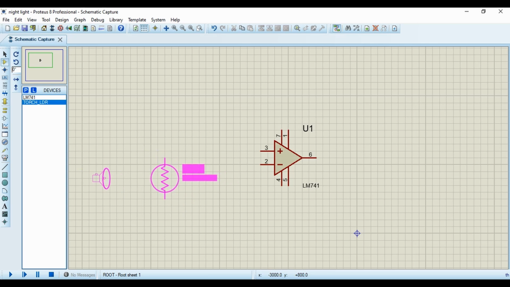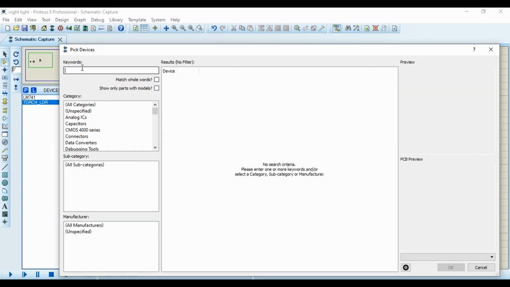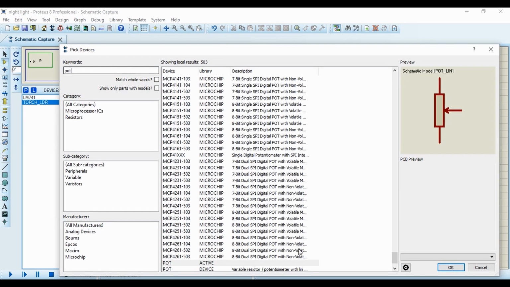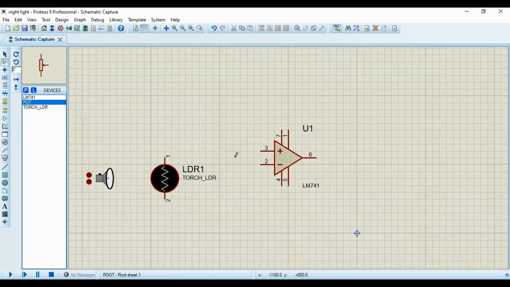Next, we are using an LDR, light-dependent resistor. The main purpose of the LDR is to sense the intensity of light. When light falls on the LDR, its resistance changes. This change in resistance produces a corresponding electrical signal, which is then sent to the operational amplifier.